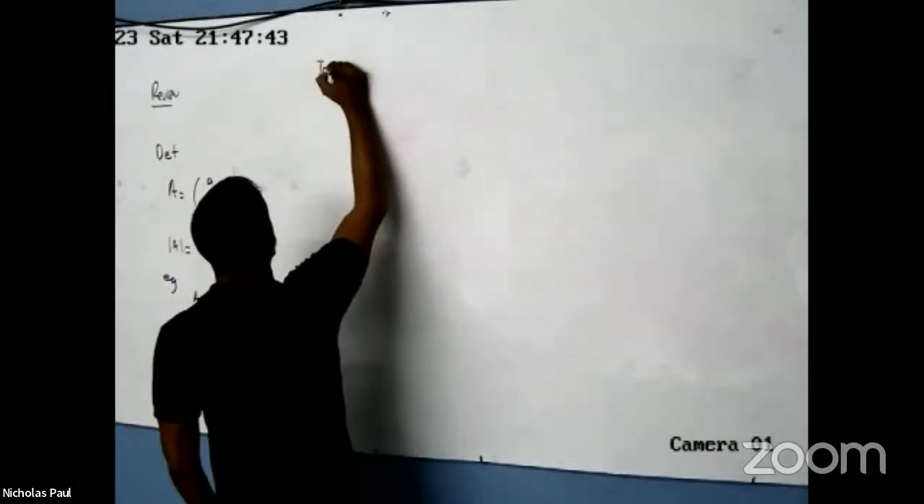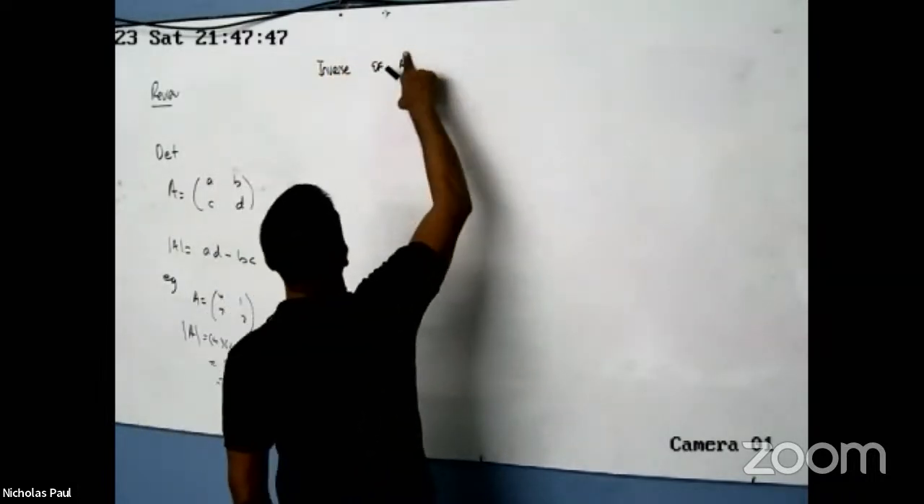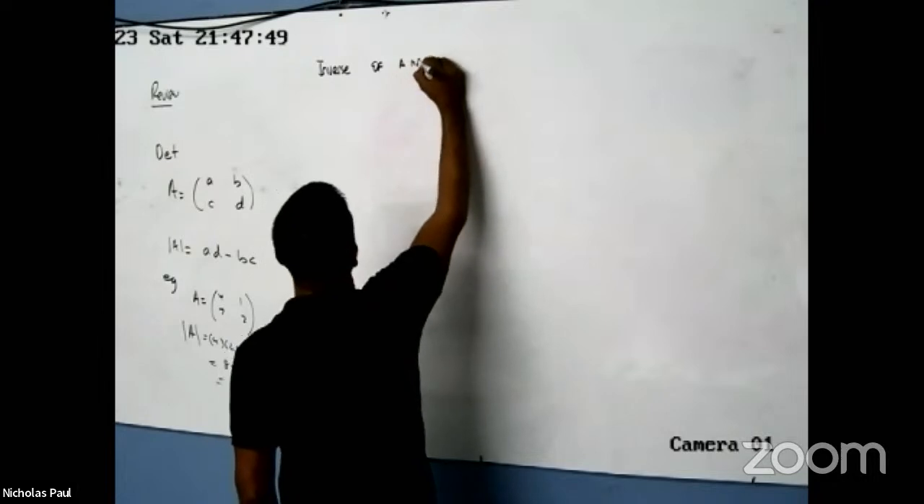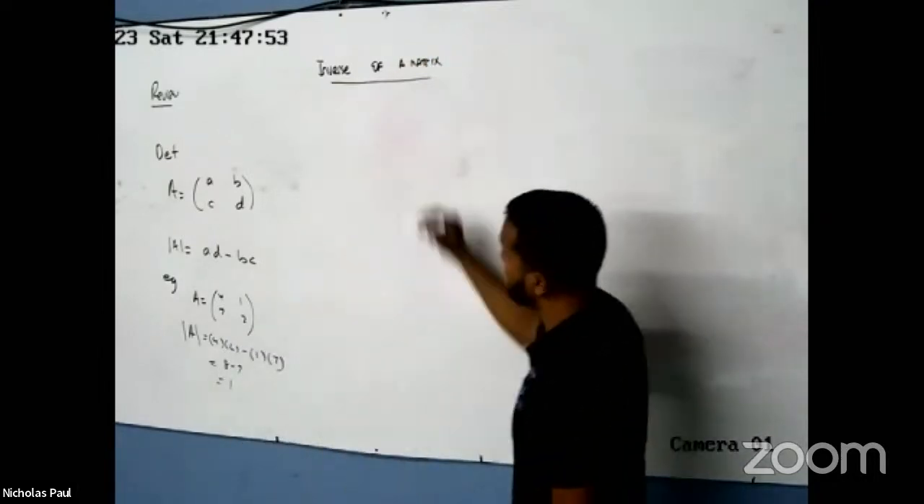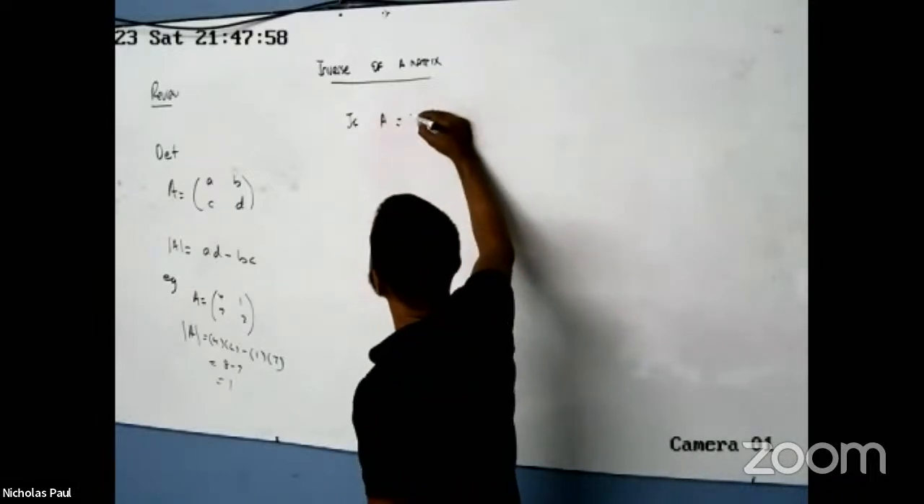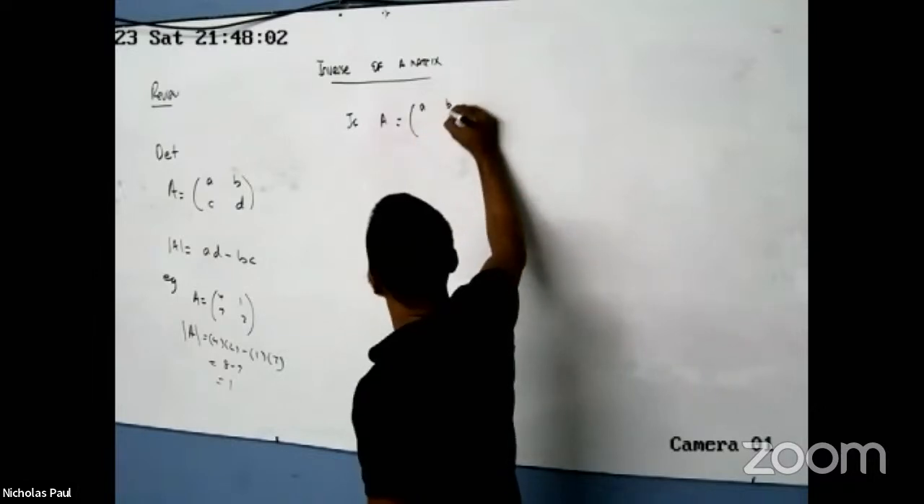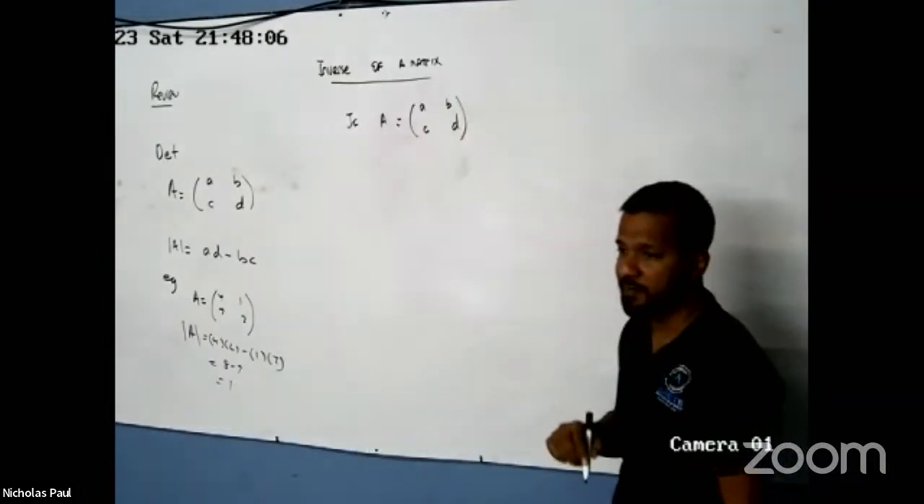Now we want to move on to find the inverse of a matrix. How to find the inverse of a matrix? Real simple. If I give you A is equal to [a, b; c, d], how do we find the inverse of that matrix?